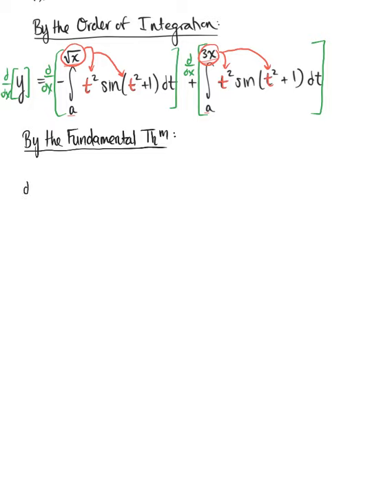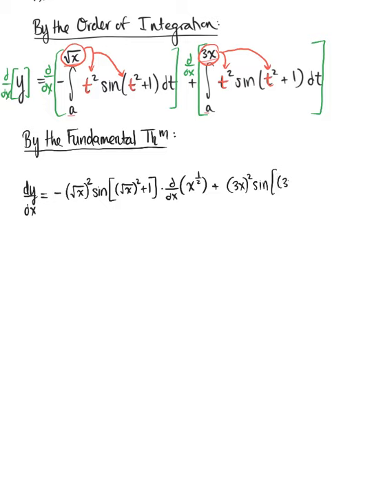So this will leave us with the derivative of y with respect to x equal to minus the square root of x squared multiplied by sine of the square root of x squared plus 1. And we're multiplying by the derivative of that upper bound. So we have the d/dx of the square root of x, which I'll write as x to the 1/2. And don't forget that second definite integral. So this will be plus 3x squared multiplied by sine of 3x squared plus 1 multiplied by the derivative of the upper bound.